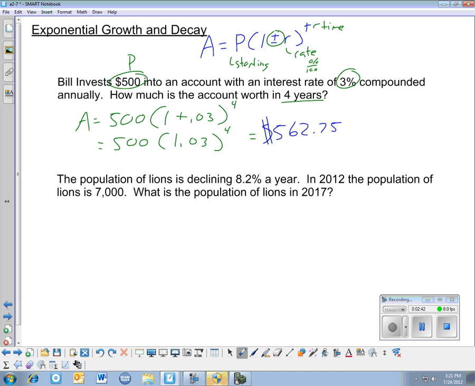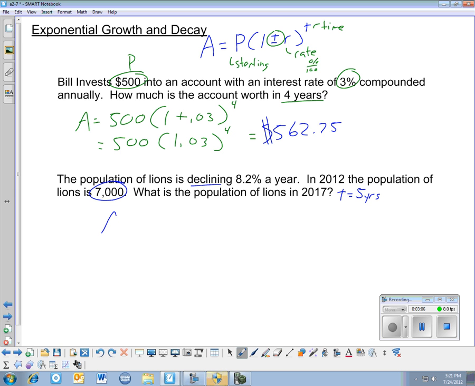Population of lions is declining 8.2% a year. The fact that we know it's declining means we have exponential decay here, so we're going to use 1 minus the rate. In 2012, the population is 7,000. It's going to be our principal. What's the population in 2017? So we have to think about, all right, our time is years from 2012 to 2017, which is 5 years.